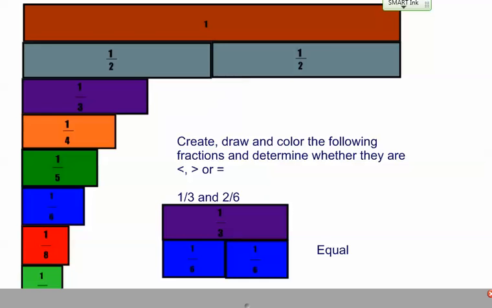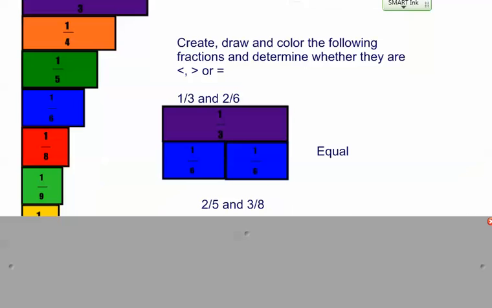So if you built your fractions, they should look like this: 1/3, 2/6. And they are equal. Why? Because they take up the same amount of space. Another word for equal is equivalent. You're right, you got it. Okay, now go ahead and build 2/5 and 3/8. Hit pause, build it, draw it, color it, and tell me whether they're less than, greater than, or equal to each other.